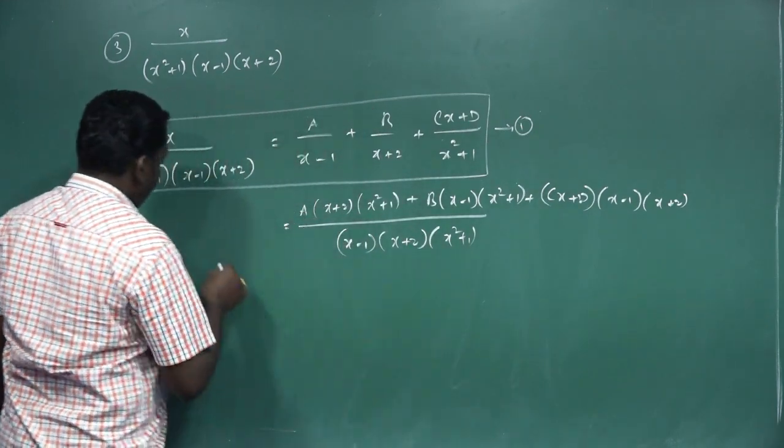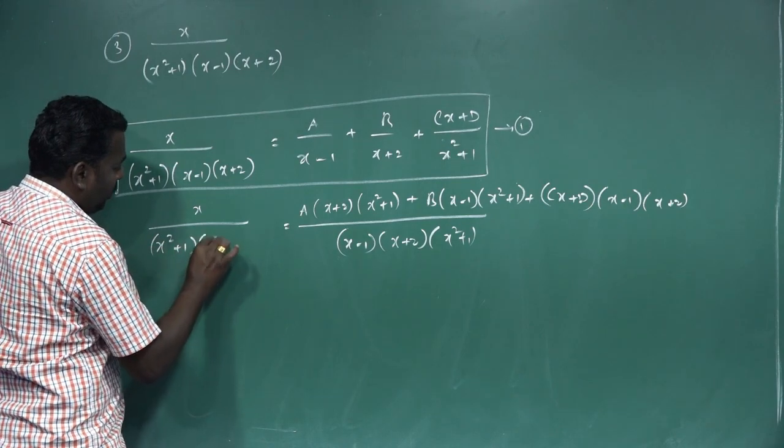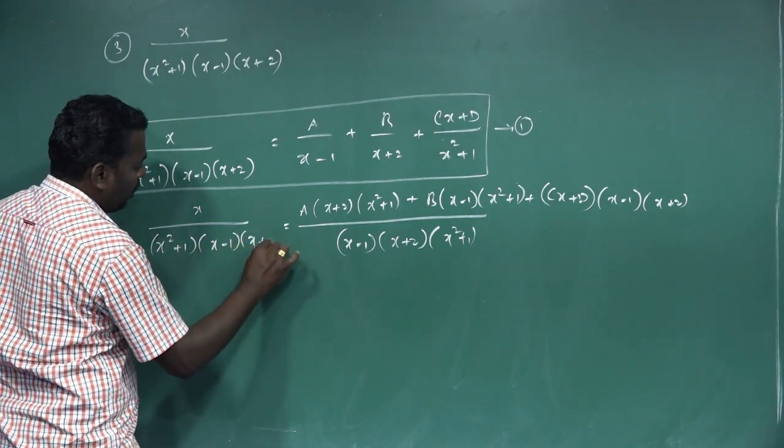So now the left hand side equation is x by x square plus 1 into x minus 1 into x plus 2.